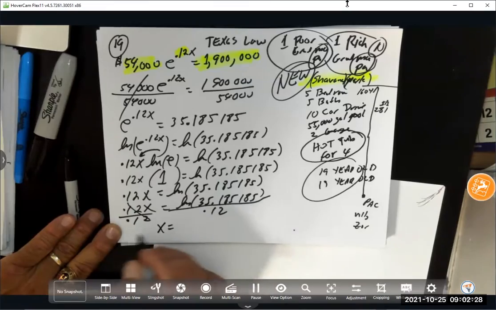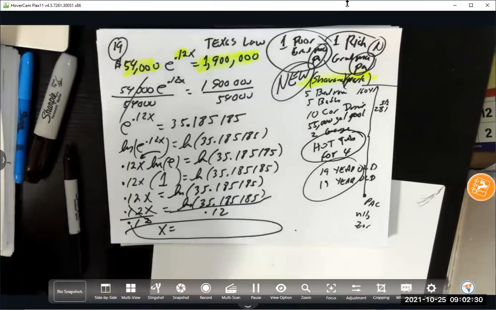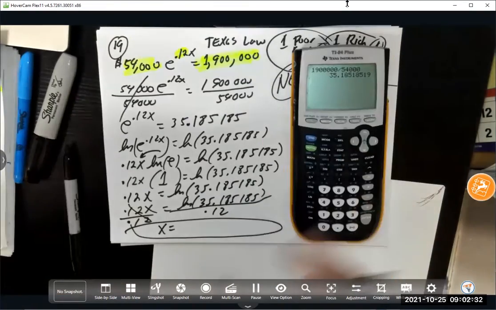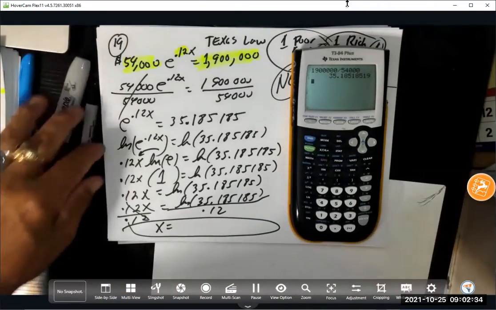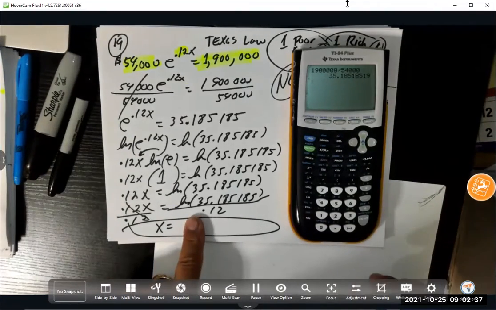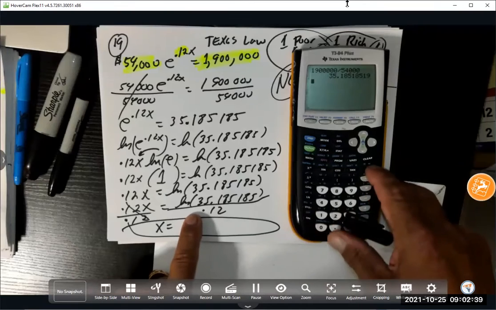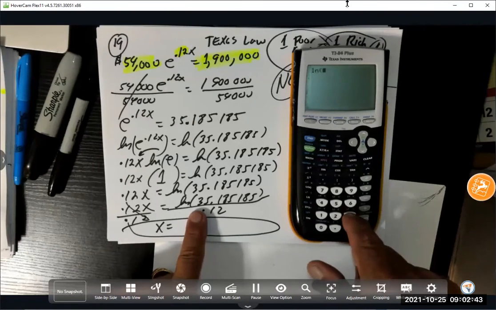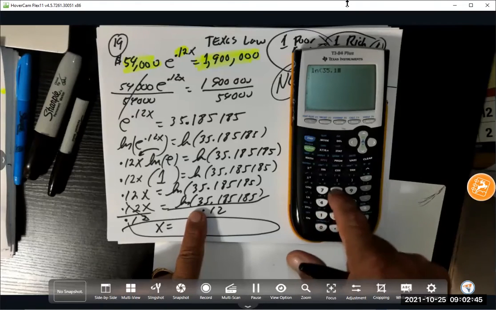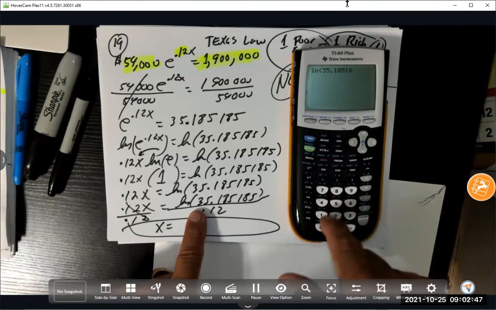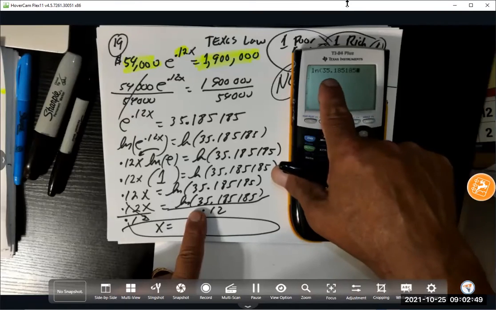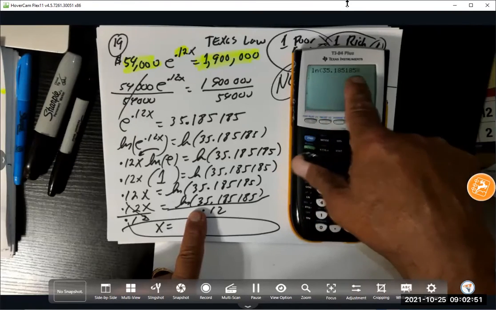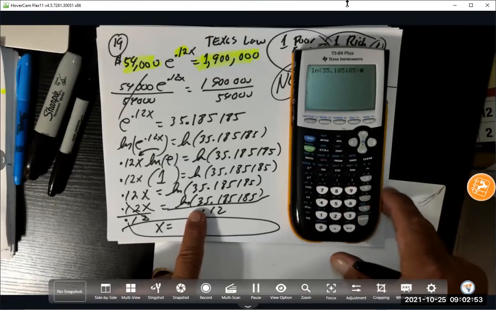Now you've got to make sure you use a calculator exactly like I'm doing it, okay? Don't mess it up, because if you mess it up, you could give somebody too many milligrams of meds as an RN, and you'll do bad things, okay? The ER. LN 35.185185, right? Is that right? That's it. Okay, that's one number. Divided by 0.12.